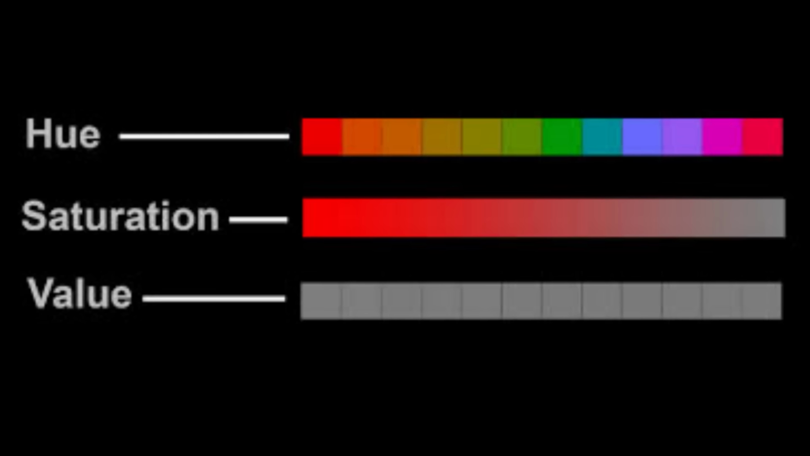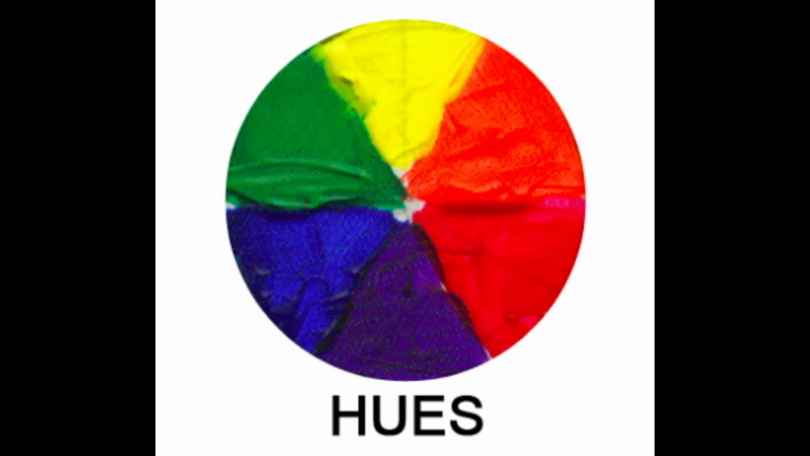Color can be categorized into three properties: hue, saturation, and value. Hue is the name given to a color such as yellow, green, red, orange, blue, or purple. It refers to the specific wavelength of a color.